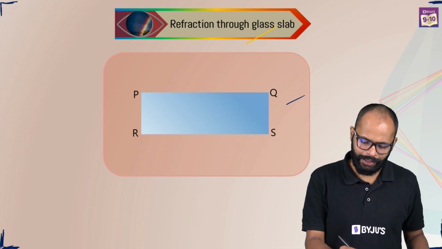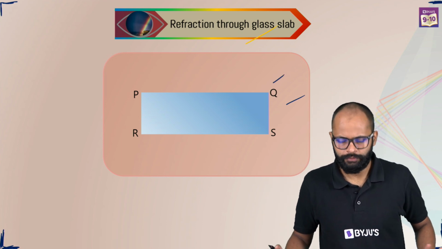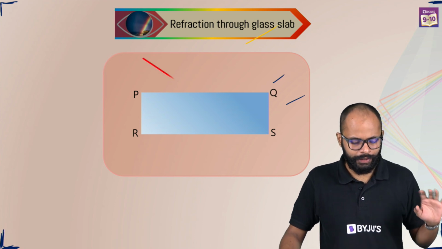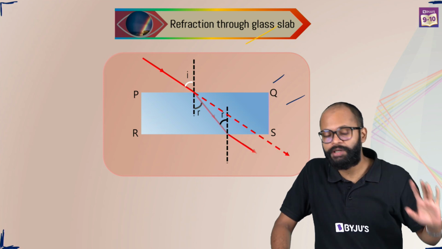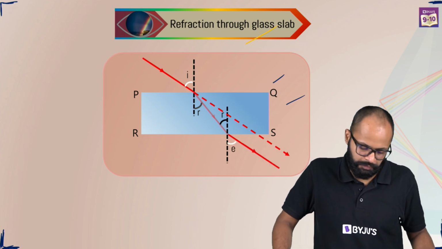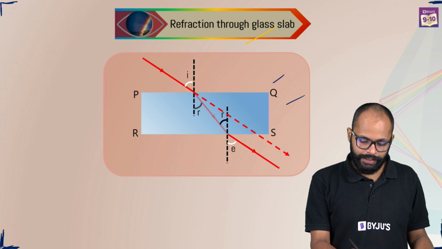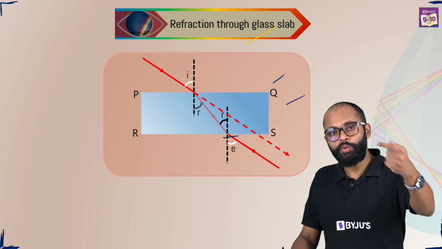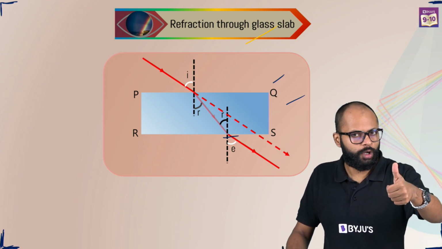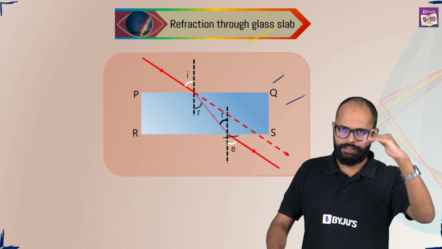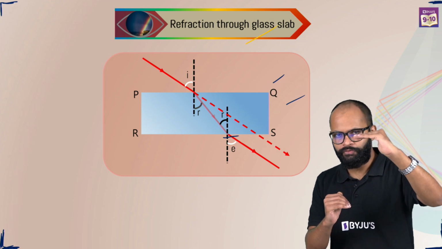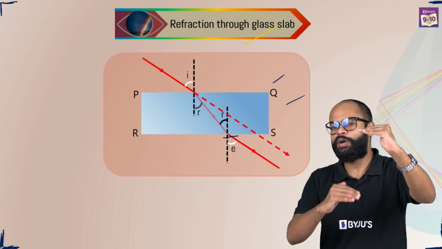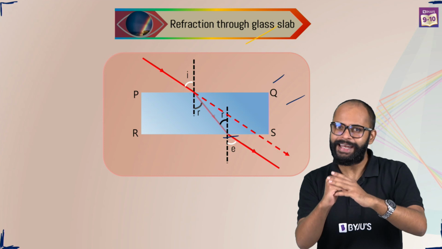It's a rectangular slab, PQRS. Nice, easy. Now when light falls on the first interface, it goes from a rarer medium to a denser medium. So that's why it bends towards the normal. Then at the second interface, it comes from denser to rarer medium. That's why it bends away from the normal. But the bending towards the normal at the first interface gets cancelled out by the bending away from the normal at the second interface, right?